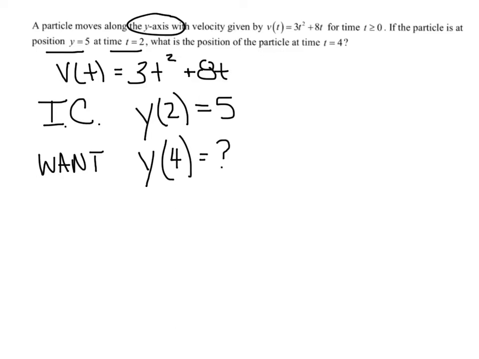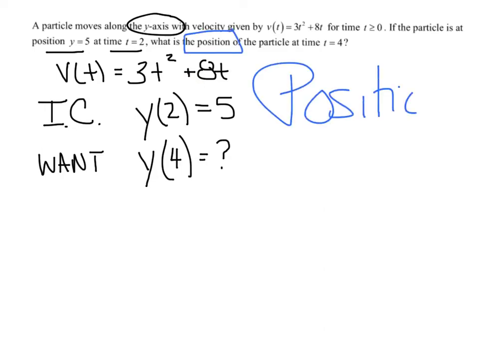Okay, so those are the first three things I'm writing down. Now, obviously, you'll start to be able to do those in your head, but the idea is that we can identify the initial condition, the want, and the function. Now, the key word to me here is position. Let's jot that down as well. We want position. So how do you get position if you have velocity? Simply go backwards. You integrate.